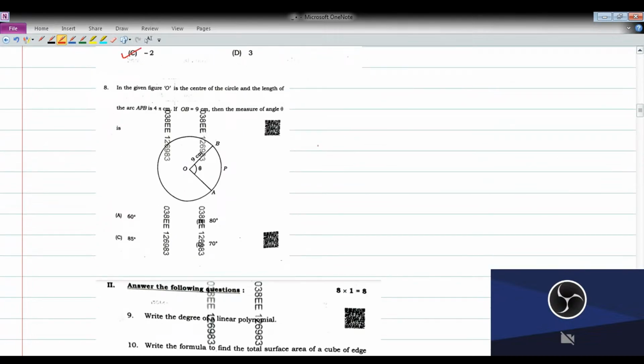Eighth one, in the given figure O is the center of the circle. The length of the arc APB is given. So that means theta by 360 into 2 pi r is equal to 4 pi units. If OB is equal to 9, it means the radius is 9. I need to find the measure of theta. Pi will get cancelled with pi here. So theta by 360 into 2 into 9 is equal to 4. 2 ones are 2, 20s are 40, so theta will be equal to 4 into 20, that is equal to 80 degrees. So the required angle for this is 80 degrees.